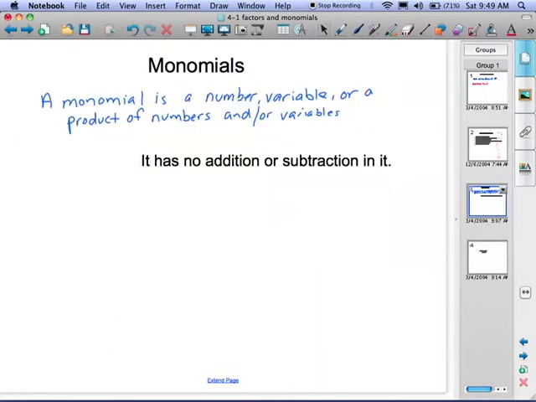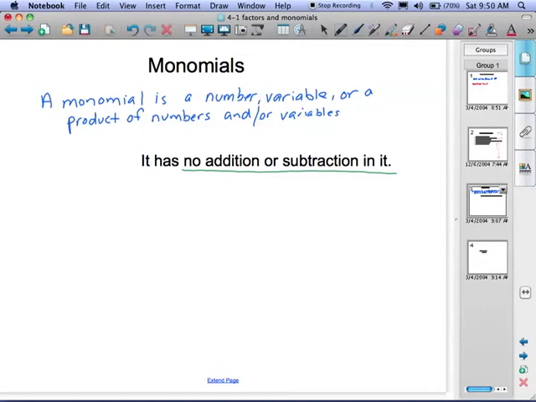Monomials. This is new. The rules of divisibility should have been a review for you, but monomial is a new term to describe something you've been working with your entire year. A monomial is defined as a number, a variable, or products of numbers and or variables. In other words, it has no addition or subtraction in it. If there's no addition or subtraction, then it is a monomial. If there is addition or subtraction, it's not a monomial. For part of your work today, you'll be using the rules of divisibility. For the other part, you're going to be deciding if something is a monomial or not. And that's all you're going to do.